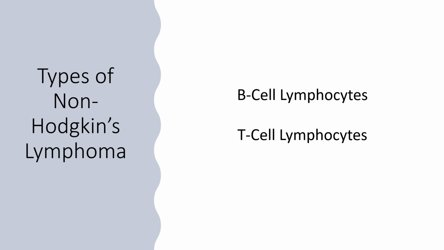So NHL associated with T-cell lymphocytes are slow growing and tend to present very little symptoms. NHL associated with B-cell lymphocytes, however, are fast growing, present severe symptoms, and spread very quickly.